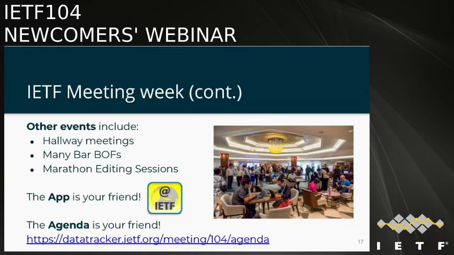All right. Other things that happen during the week, there's what's called hallway meetings. And you can see the picture here. This is either one of the hotel lobby's bars, or a breakfast area that they set up, and it's taken over by people meeting and talking. There's lots of people on laptops, collaborating at desks, standing around, milling about, talking, and so on.